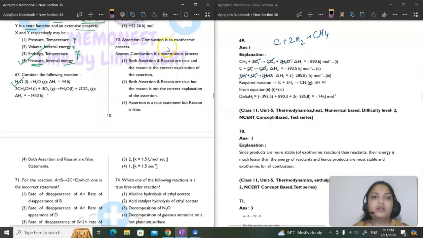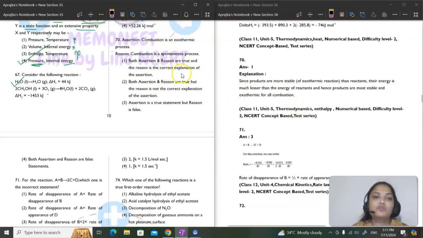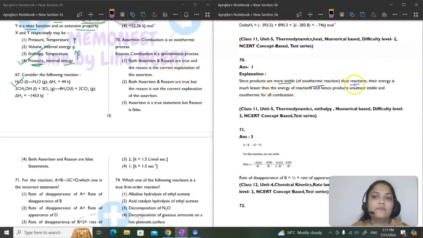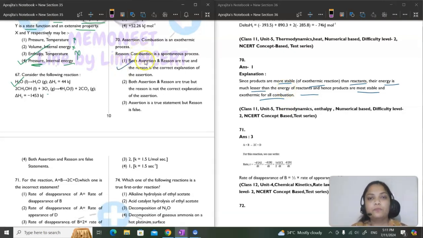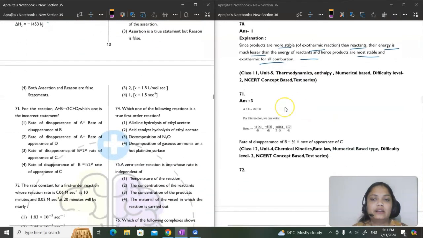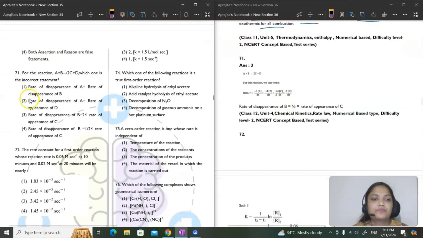Next question. Combustion is an exothermic process, combustion is a spontaneous process. So students, you know, in combustion, products are more stable than reactants, so their energy is much lesser than the energy of the reactants. So products will be more stable and exothermic for all the combustion, and yes, the reaction will be a spontaneous reaction or a spontaneous process. So the answer is option 1, that is both assertion and reason are true, and reason is the correct explanation of assertion.